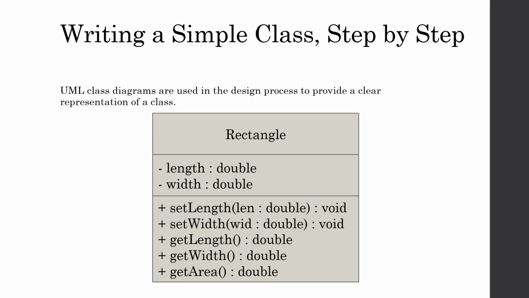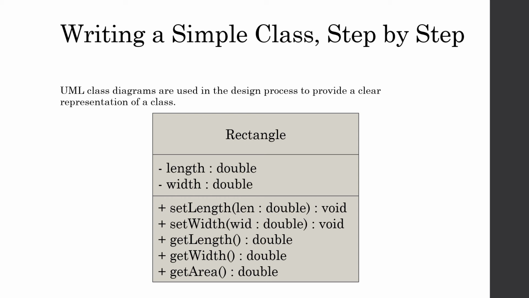So we can see the name of the class. That tells us what we're going to call our file. And we're going to have the class header. So it's going to be, in this case, public class Rectangle. We can see everything about the fields. So we see that we want two fields called length and width. They'll both be private. They'll both be doubles.